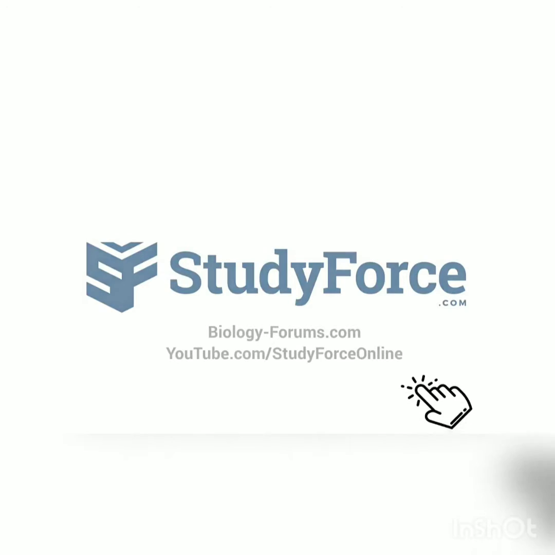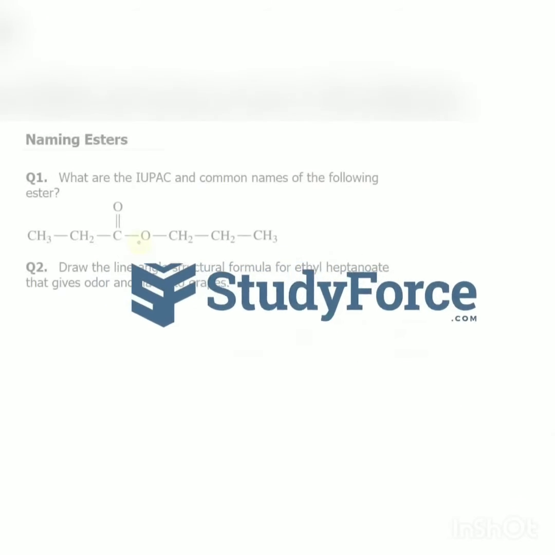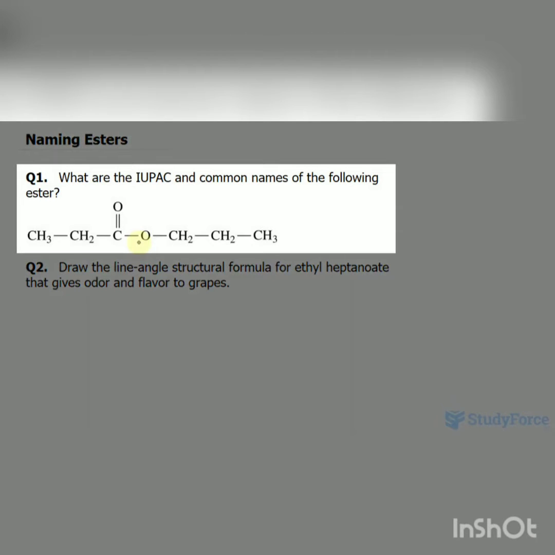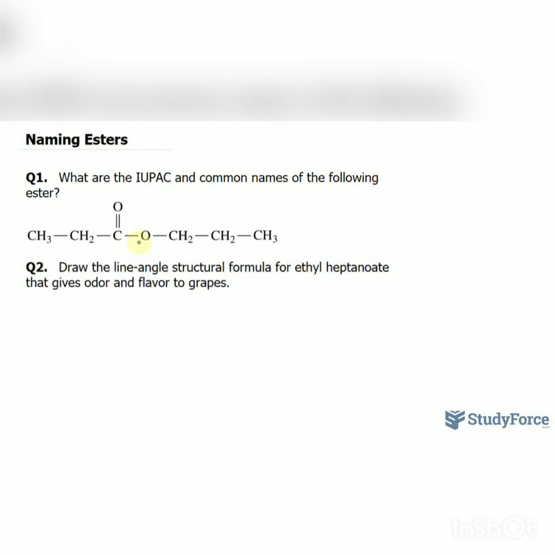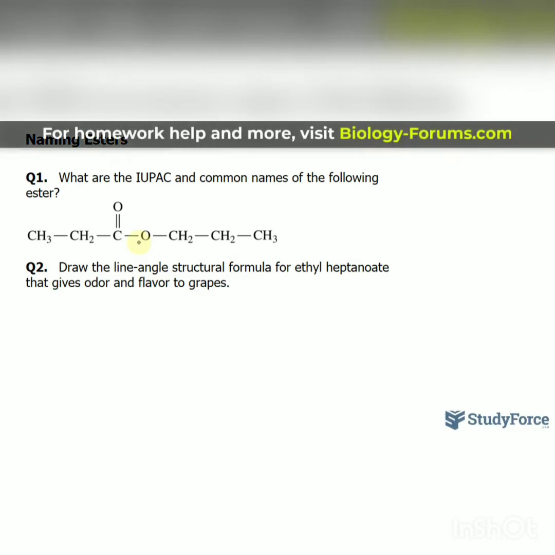In this lesson, we'll learn how to name esters. The question reads, what are the IUPAC and common names of the following ester? Ester molecules are composed of two molecules coming together, specifically carboxylic acids and alcohols.